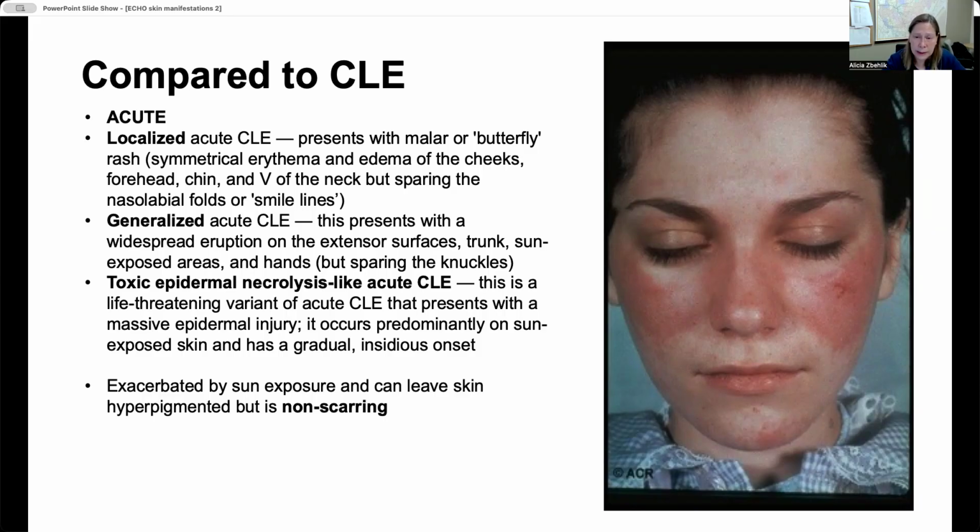And one of the key takeaways is for most rheumatologic rashes, avoid the sun. Because it can make things worse, it can be a trigger for lupus flares, as well as dermatomyositis. And it can leave hyperpigmentation of the skin, but in general, this version of cutaneous lupus is non-scarring.